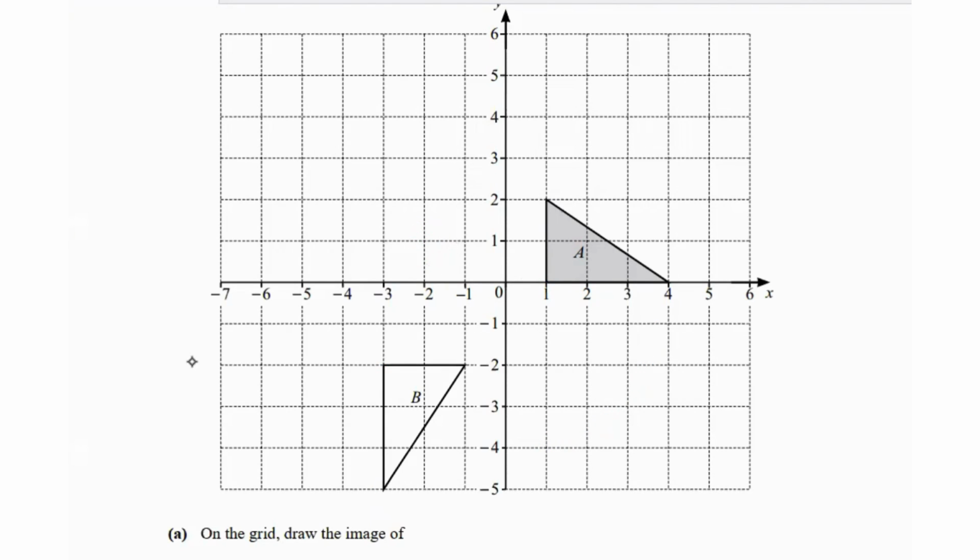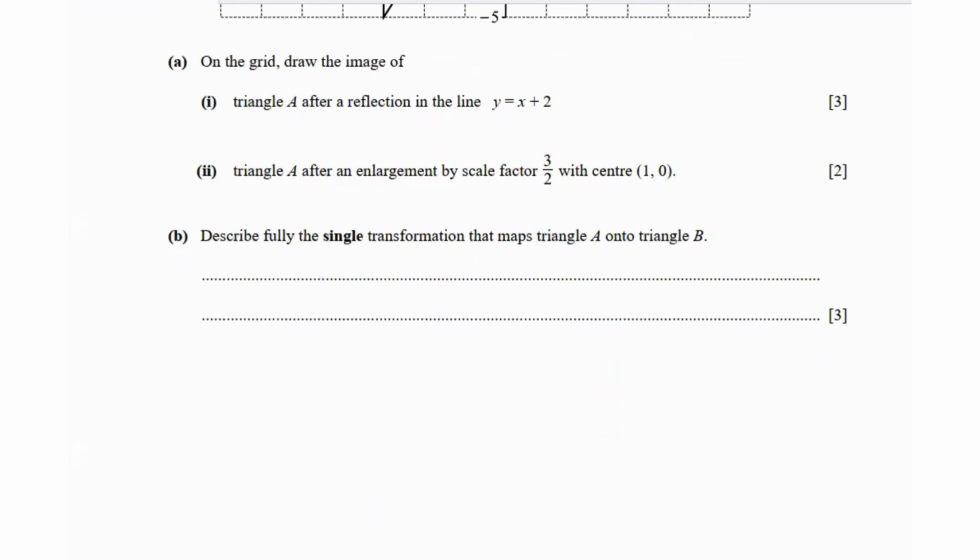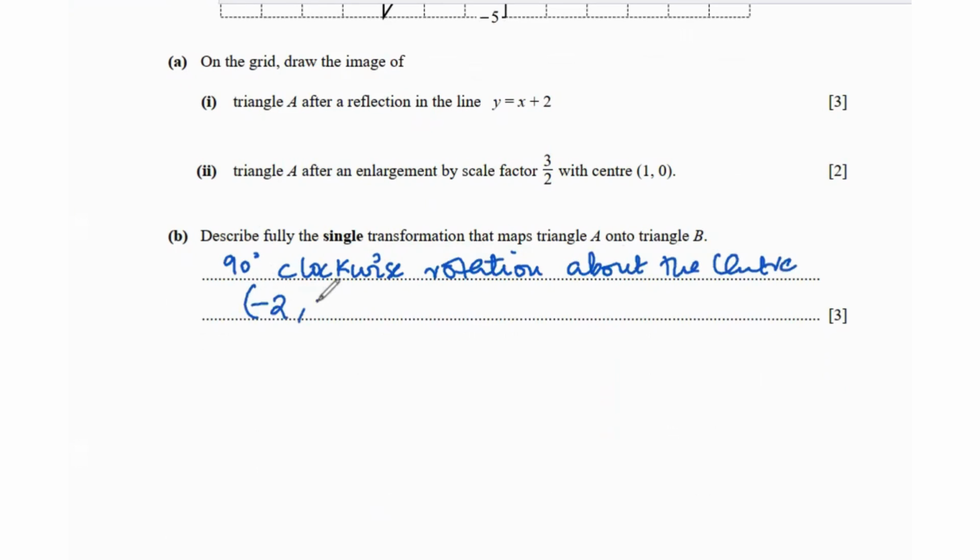So now for the description, we'll just say 90-degree clockwise rotation about the center -2 and 1. That's your answer.